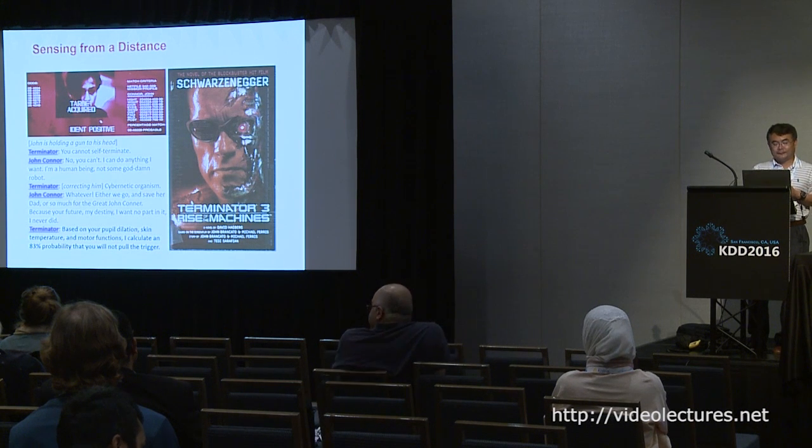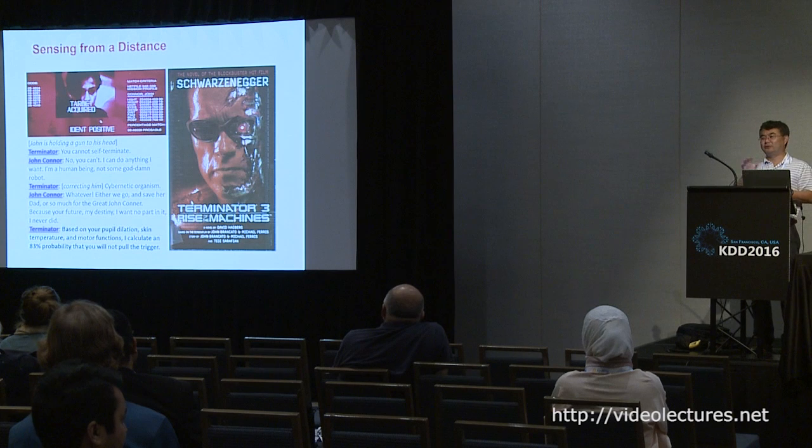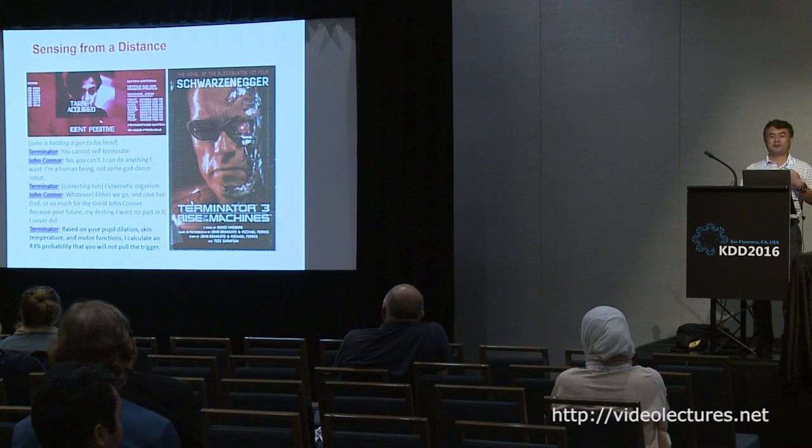John Connor was chased by this female Terminator, and he was driven nuts, and he said, okay, forget about it. She wants to kill me, so I'll just kill myself and be done with it, right? And then the Terminator says, you can't self-terminate. And then John Connor says, I'm a human, I can do whatever. You're a machine, you cannot self-terminate, right?